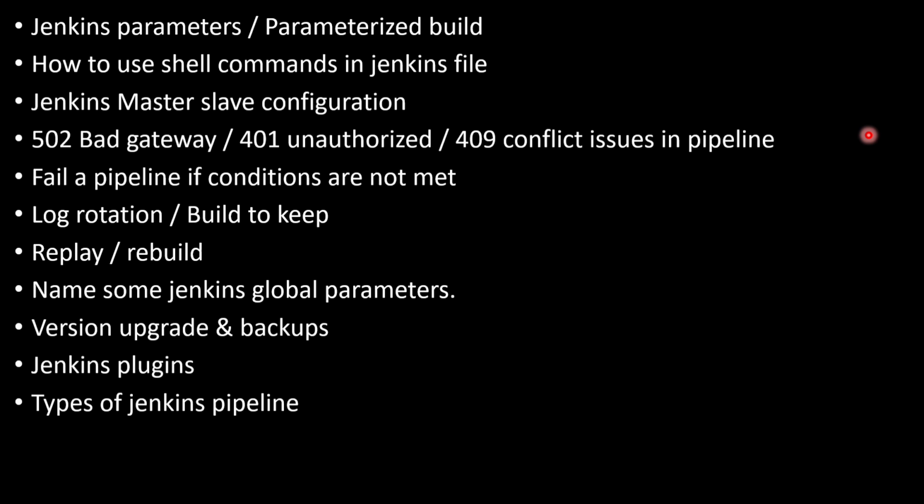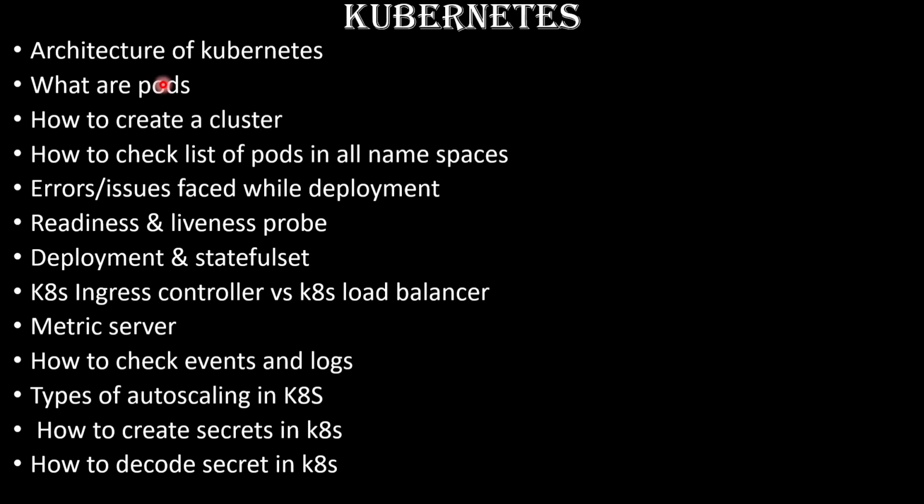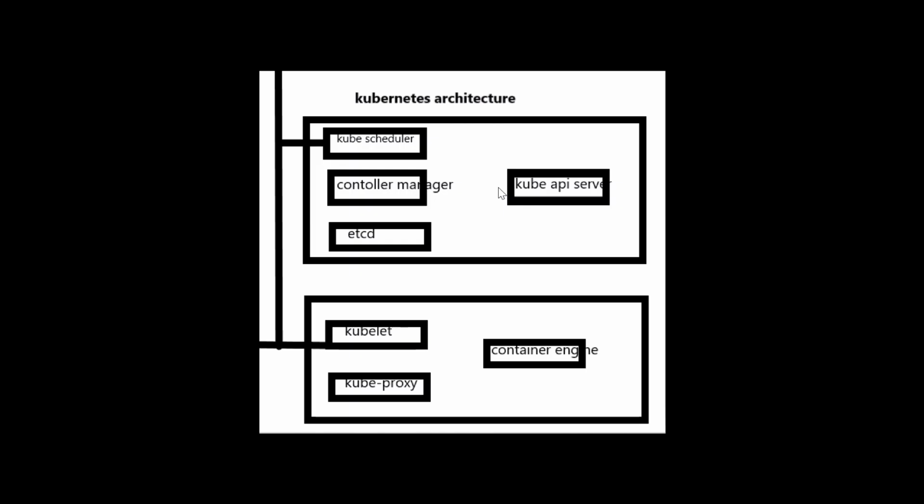And coming to Kubernetes, first is the architecture of Kubernetes. So the Kubernetes architecture goes like this. The first block indicates the master or control plane, and this is a worker node. You can have any number of worker nodes attached to a single master.